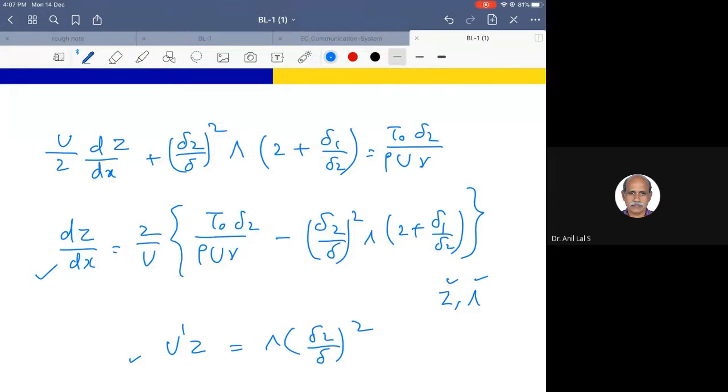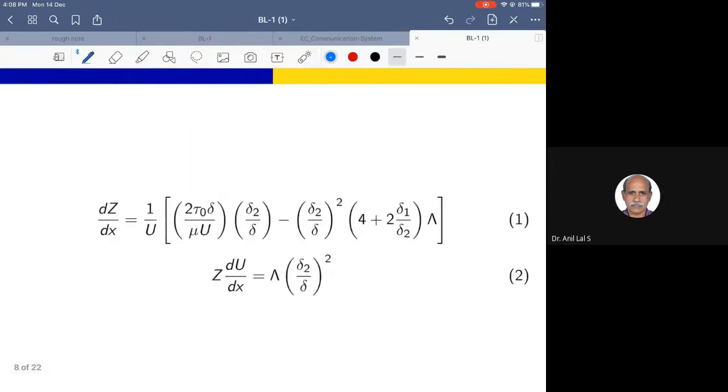Now, for this method to work, we have to obtain the equations for delta 2 by delta, which is the ratio of momentum thickness to boundary layer thickness, delta 1 by delta 2, and tau 0 divided by mu U by delta 2, into delta 2. All these things we have to obtain the equations for. So for that, these are those equations. Just the 2 is multiplied inside to write this equation.